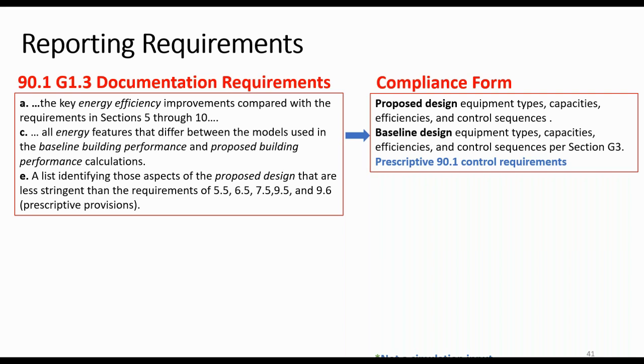In terms of reporting requirements for HVAC, you need to show the differences between the baseline and proposed for equipment types, the capacities, the efficiencies, the control sequences, lots of different items. You need to show whether you meet or exceed the prescriptive control requirements. For example, does your design have economizers, things like that.